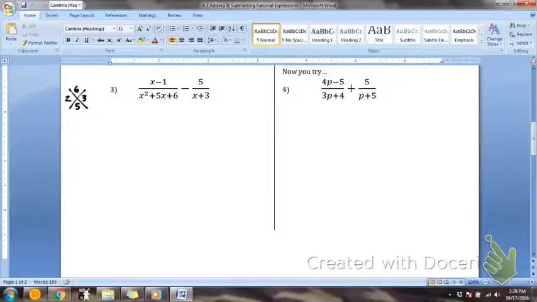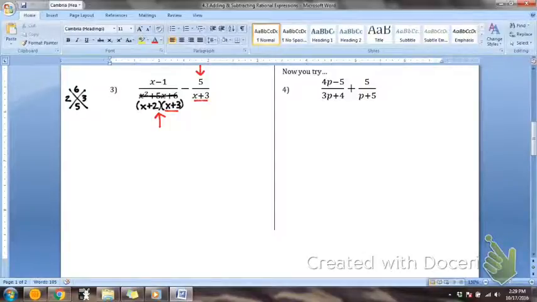We have 2 and 3, right? So I know that this denominator is really x plus 2 and x plus 3. Now, does anyone see something interesting? They both have the x plus 3. You guys see that? So this has an x plus 3 and this has an x plus 3. So I'm going to ask myself this question. Look up here at the board as I point. What is this fraction missing that this fraction has?